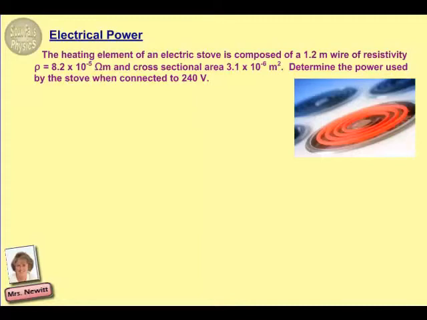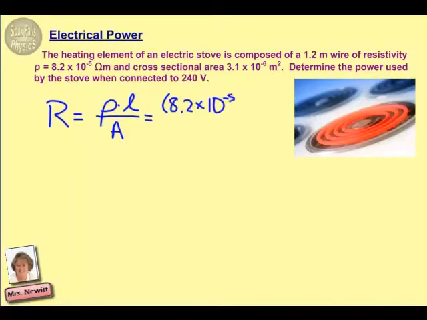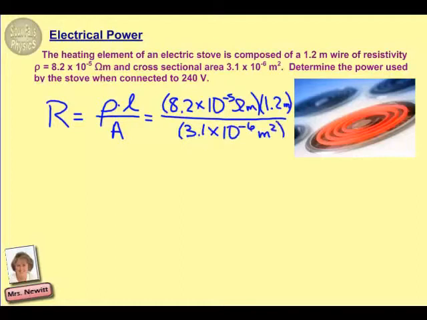Well, the first thing that we need to do is actually look at the resistance of the wire that's being used. And remember that our formula for resistance includes the resistivity times the length divided by the cross-sectional area of the wire. All of those pieces of information have been given to us in the problem. Resistivity is 8.2 times 10 to the negative fifth. The length is 1.2 meters. And the cross-sectional area is 3.1 times 10 to the negative 6 square meters.